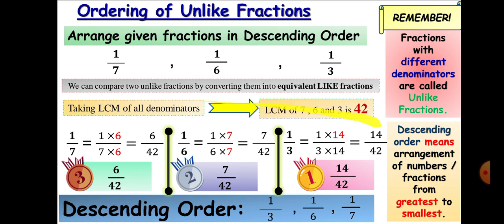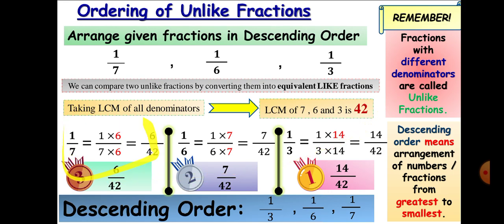Then we have an example of ordering given fractions into descending order. So 1 over 7, 1 over 6, and 1 over 3 is the example. The denominators are different, so we have to take the LCM of all the denominators. 7, 6 and 3, you're going to get 42.